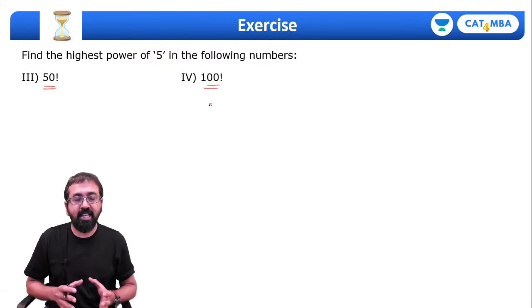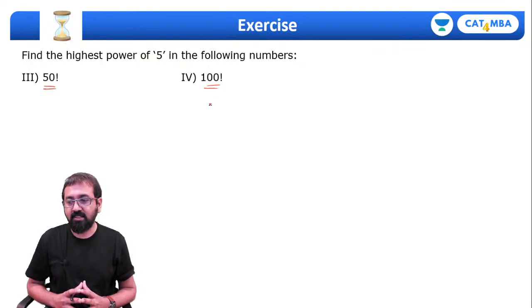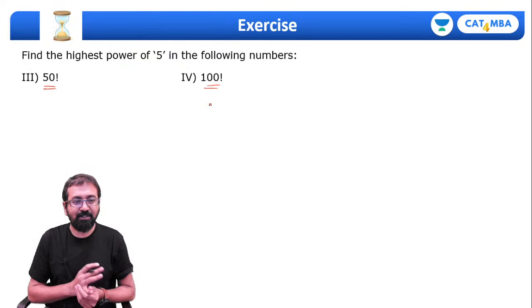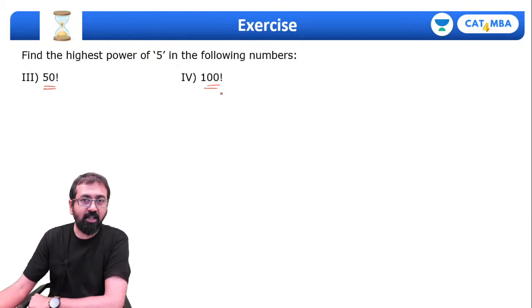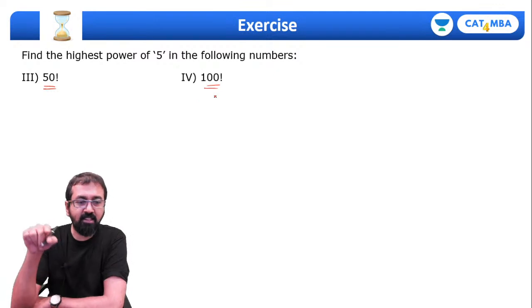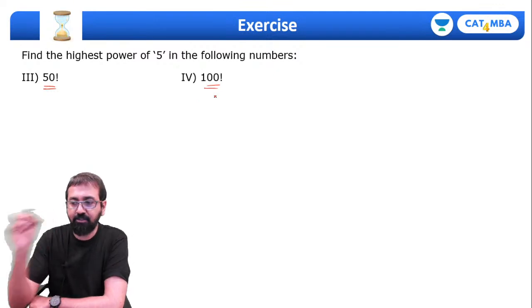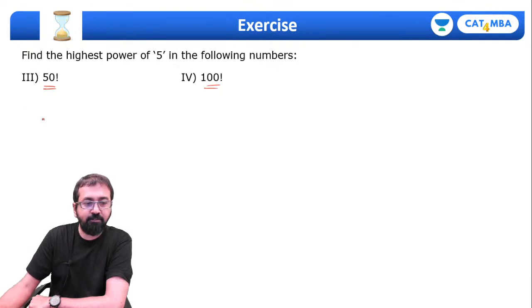So quickly find out this thing and type your answer in the chat box. Please, I'm waiting, I'm checking your answers. Power of 5 in 50 factorial, and then 100 factorial. Please write both the answers together in the chat box. Quickly, everyone. So 50 divided by 5, quotient is 10. 50 divided by 5 square, quotient will be 2. And 50 divided by 5 cube is 125, more than that, so quotient will be 0. So this is the power of 5 in 50 factorial.